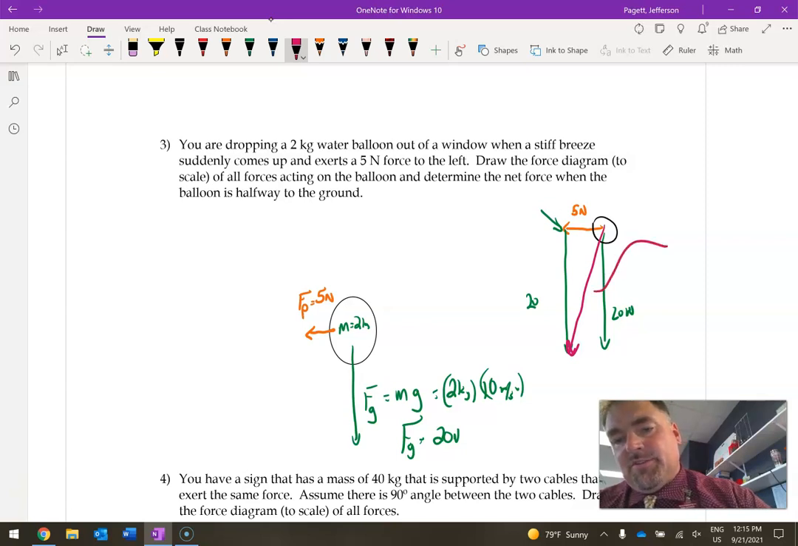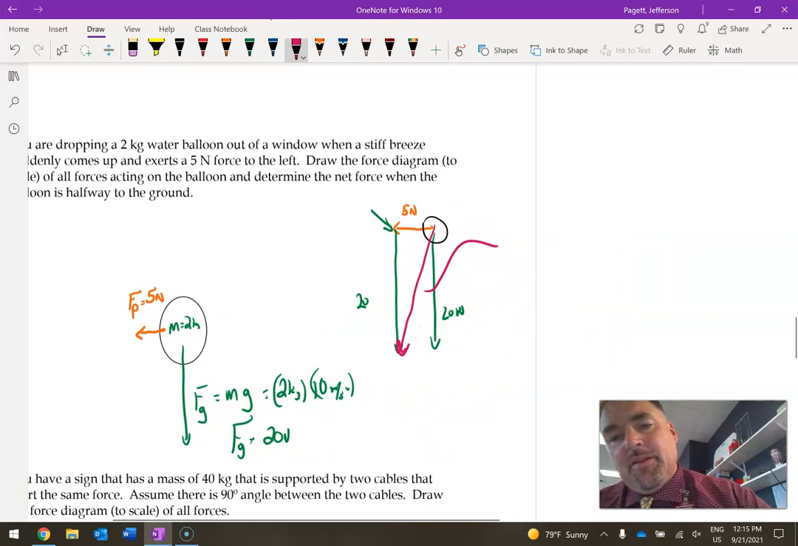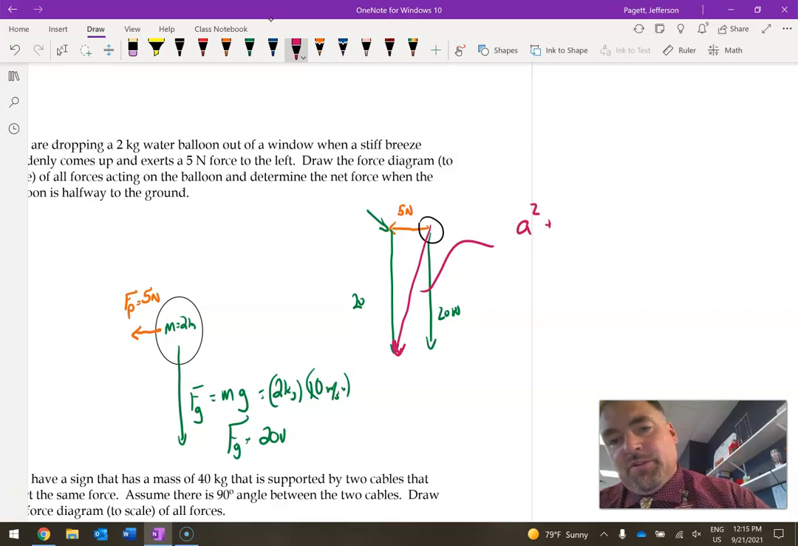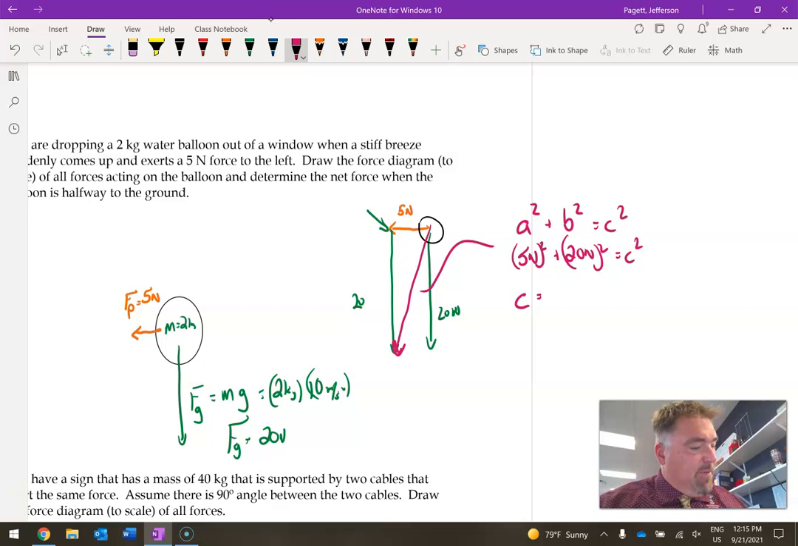So to find the resultant, I'm going to use Pythag. A squared plus b squared is equal to c squared. In this case, 5 newtons, don't forget to square it, plus 20 newtons, don't forget to square it, is equal to c squared. And so when I get that, c is going to end up being a whopping 20.6 newtons. That is the total force that's acting on it.